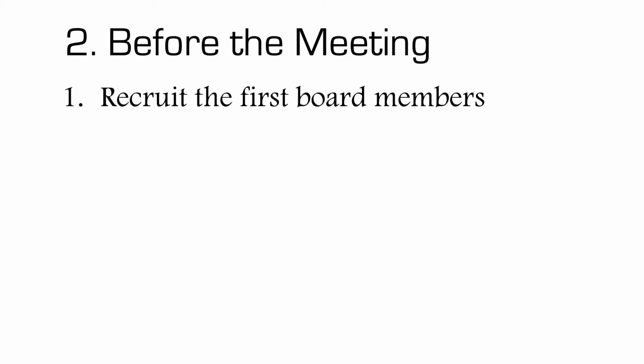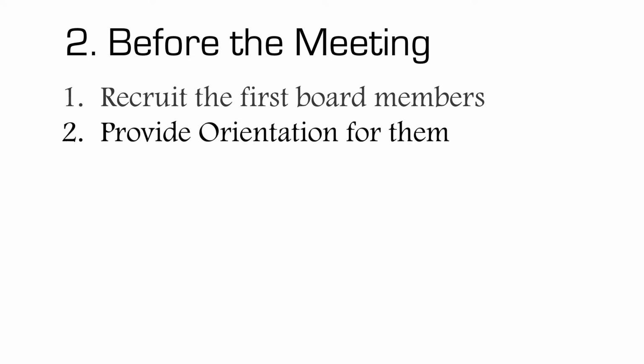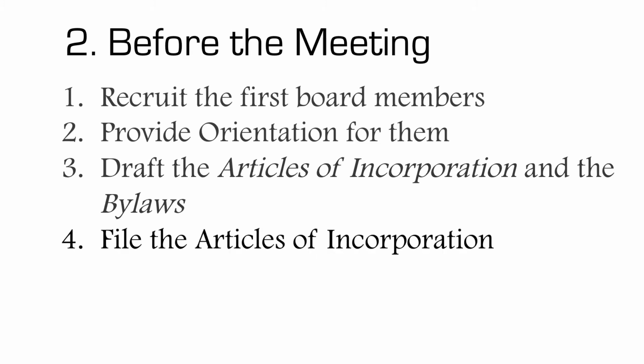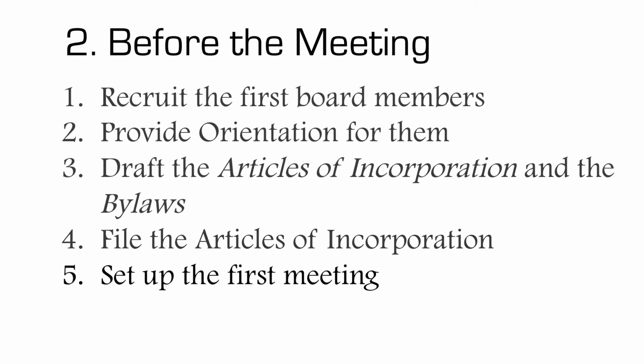They're going to recruit the first board of directors and give them an orientation. Then they would also draft the articles of incorporation and the bylaws. They would file the articles of incorporation and the bylaws, and the last thing they will do is set up the first meeting. So they will do these 5 things: recruit the first board members, provide orientation for them, draft the articles of incorporation and the bylaws, file the articles of incorporation, and then set up the first board meeting.